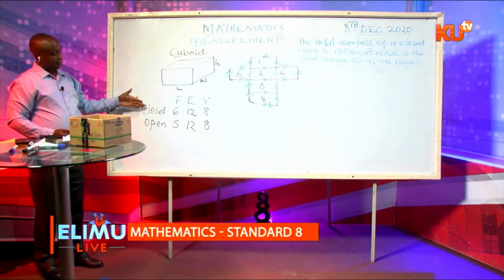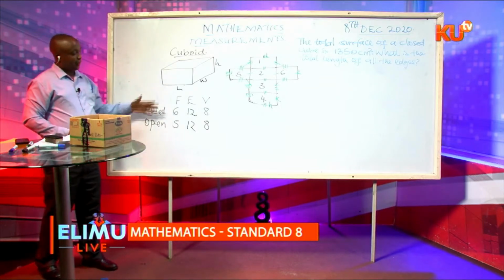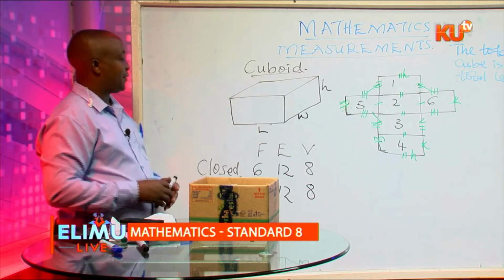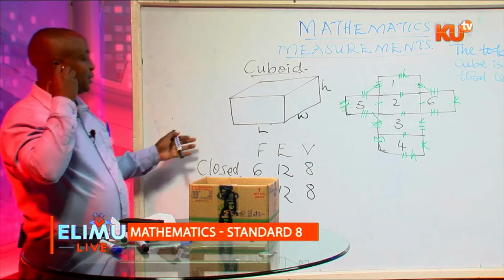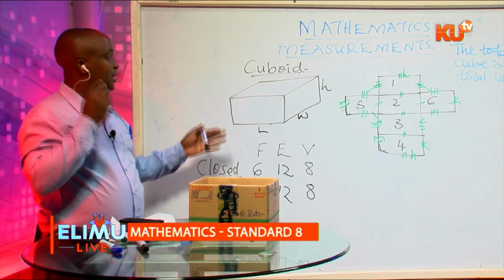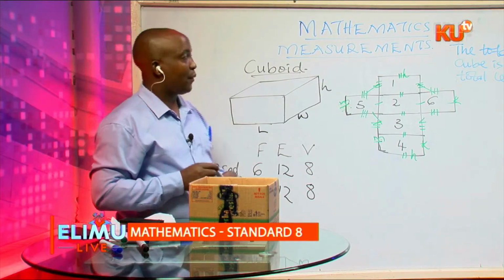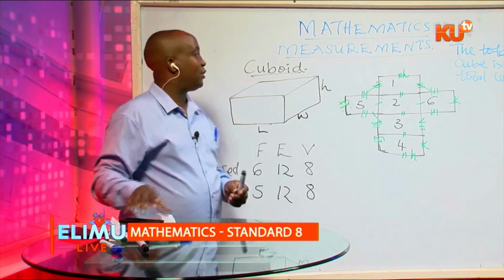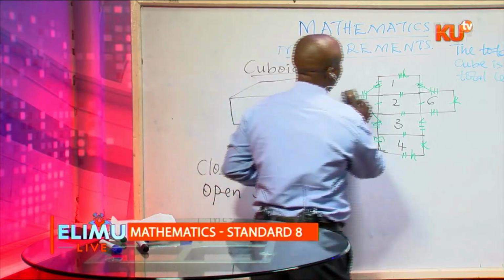So we have closed and open. Open has 5 faces and closed has 6 faces. That is the only difference between the 2 cuboids, when it is open and when it is closed. We'll come to find more differences when we'll be working on the total surface area.